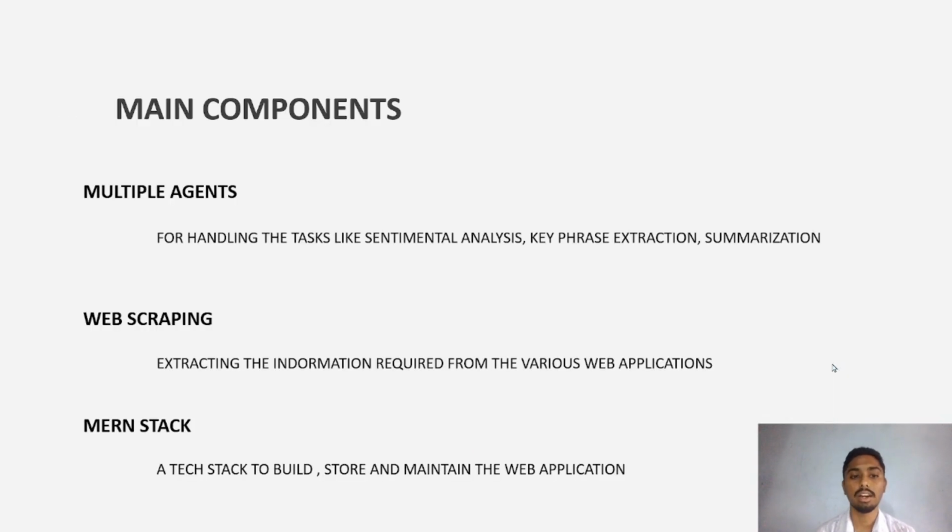Moving forward, the main components we use in this application are the agents. Agents are particularly handling a specific task. In our case, we have multiple agents. They deal with the sentiment analysis, key phrase extraction, as well as the summarization of the extracted key phrases. We are using web scraping tools for extracting information like reviews from various e-commerce sites like Amazon or Flipkart, and the MERN stack to build, store, and maintain the web application, where the user interaction and his information will be stored.